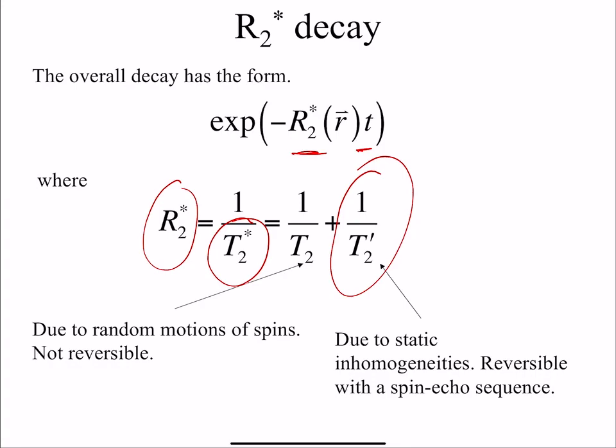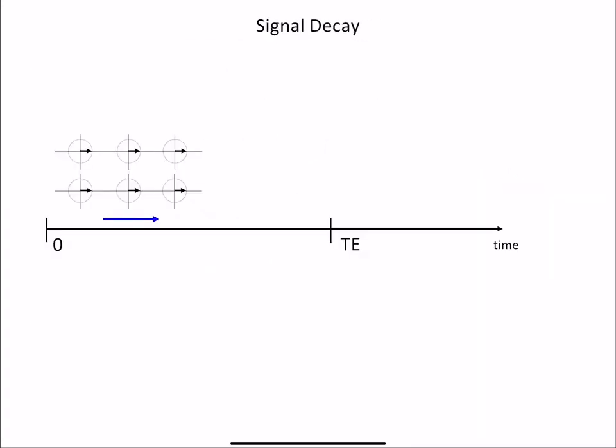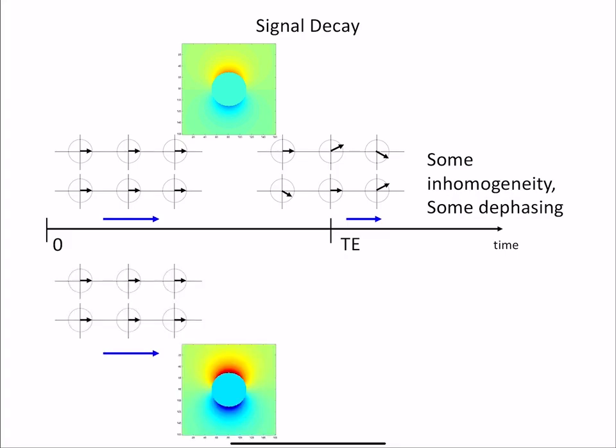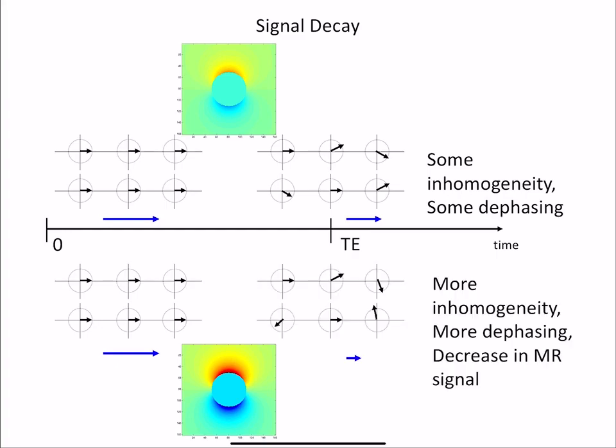For that reason, most fMRI uses gradient echo imaging. People have tried using spin echo, and it has some interesting features, but the signal is much lower, and so people don't tend to use it as much. Just to remind you of signal decay, if we have some perturbation of the background magnetic field, there's going to be some dephasing and some signal decay. If we have more perturbation of the magnetic field, then we have more dephasing and a decrease in the MR signal.